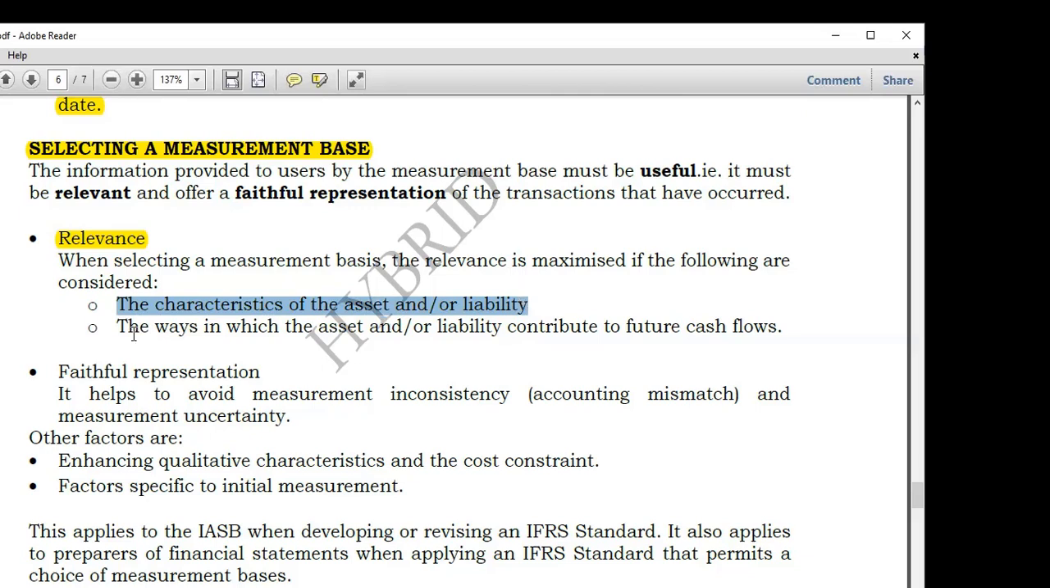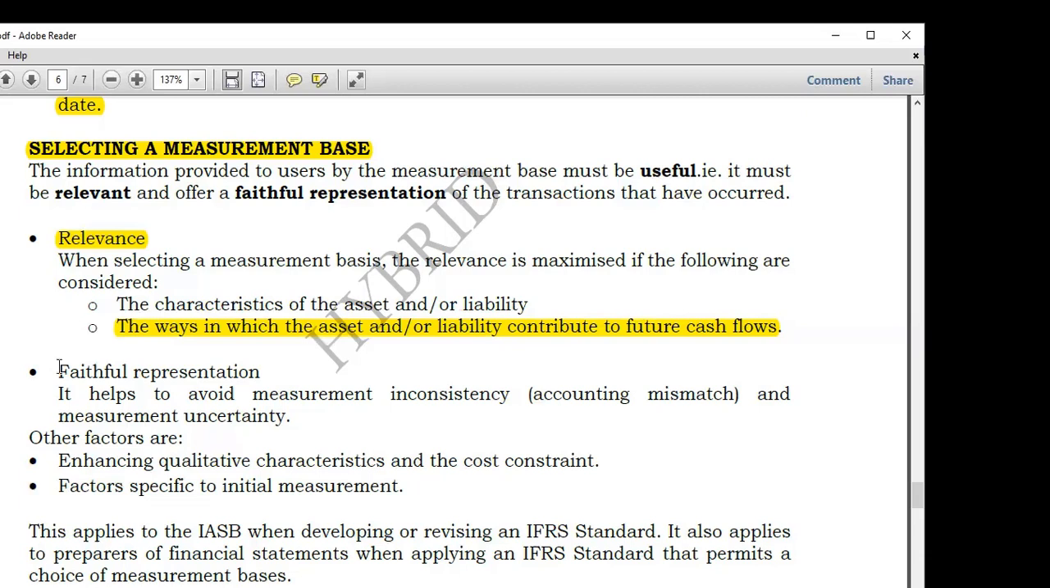But also we say the way in which the asset or liability contributes to future cash flow. You can also consider that. For example, you can have an asset, but it can be very difficult to determine the cash flow that that asset generates each year. Maybe 1 million, 2 million, 5 million. It's difficult to obtain that. So if it's difficult, you can just use another basis.